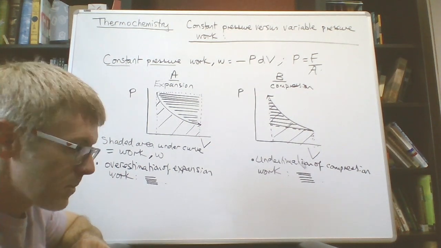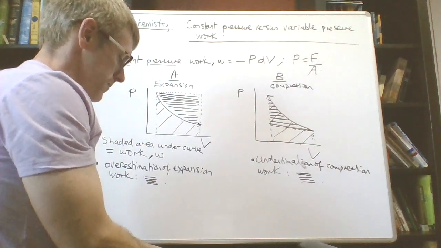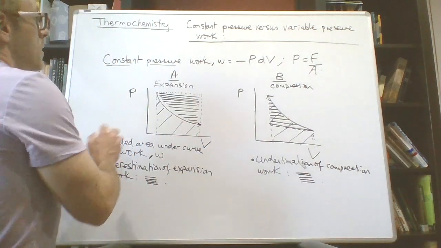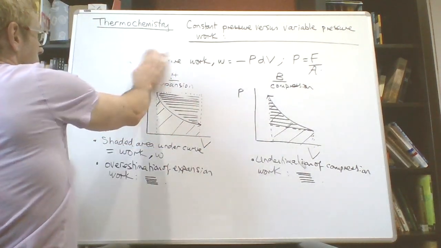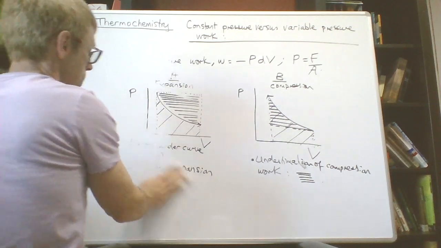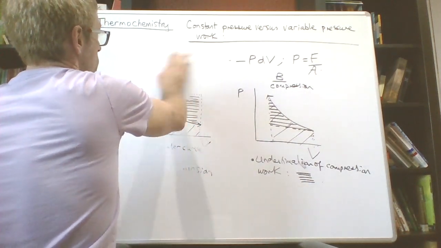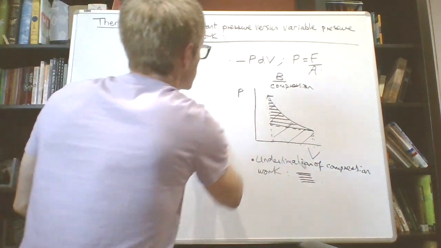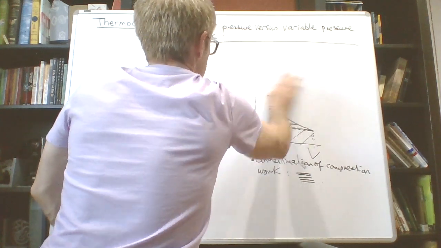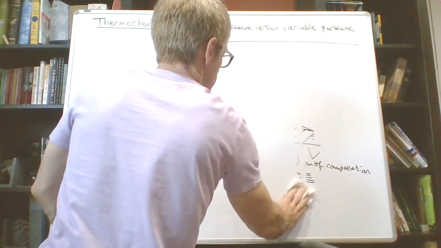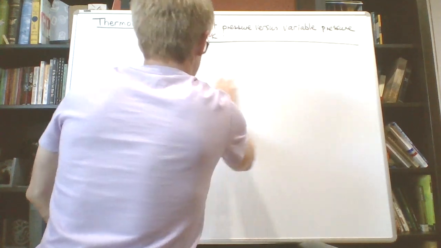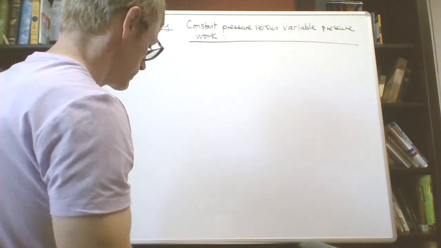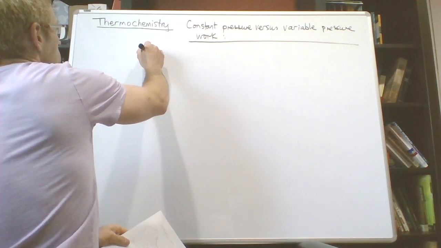Let's look at the other option. So I'm going to erase all of this, and we'll see the origin of the variable pressure equation, which we haven't yet looked at. So this is our variable pressure work.